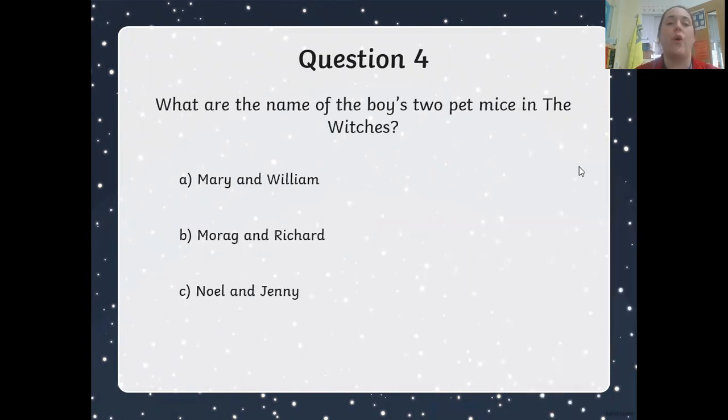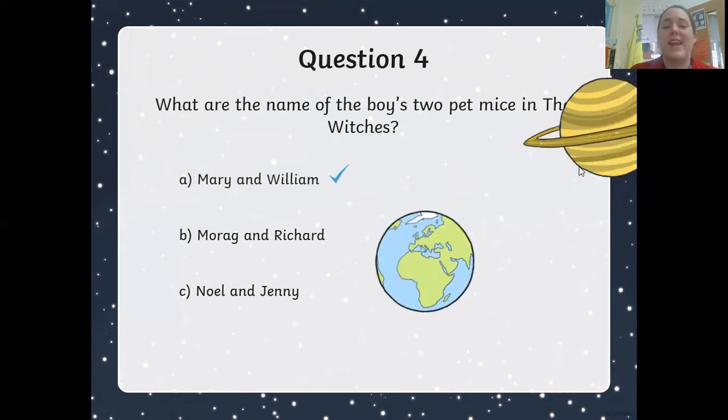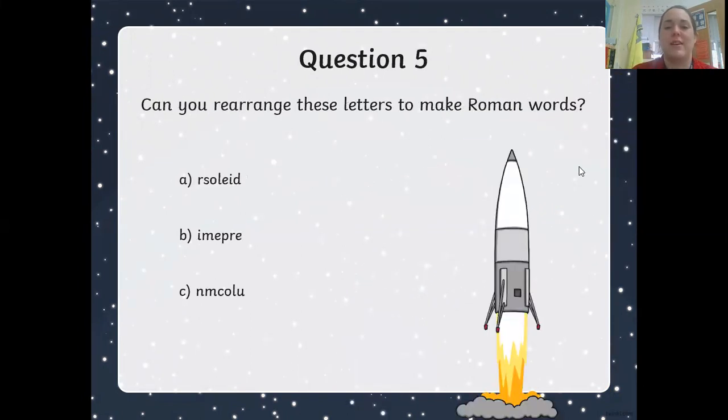Okay, question 4. What are the names of the boy's 2 pet mice in The Witches? Funnily enough, I don't think the boy ever gets named. Are his mice called A, Mary and William, B, Morag and Richard, or C, Noel and Jenny? Well done if you said A, Mary and William.